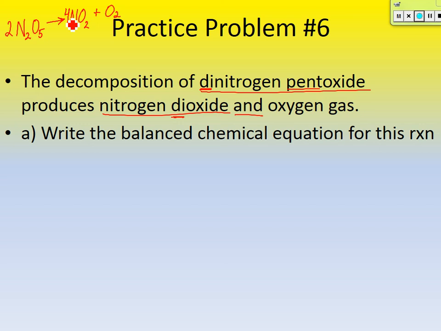If I do that, how many oxygens do I have now? There's 4 times 2, that's 8, plus 2 more is 10. Is that balanced? It is. And so there's the balanced chemical equation. So this is part A.